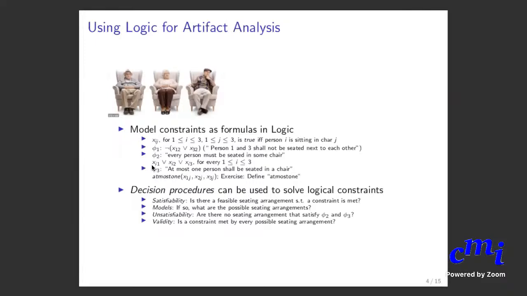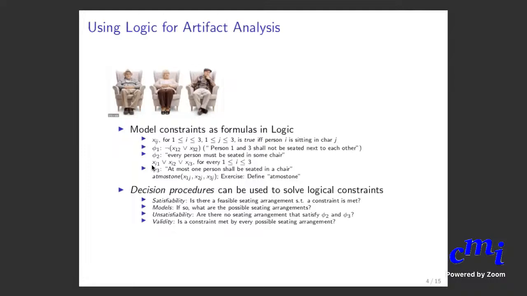A model is an assignment that makes a particular formula go to true. So that's what a model is. If there is more than one model that makes the formula true, then those represent the possible, in this case, seating arrangements. If for a particular formula there is no satisfying assignment at all, then it is called unsatisfiable. In this case, it means that there is no seating arrangement such that those constraints are met.